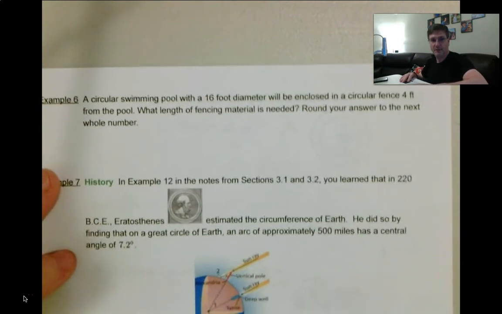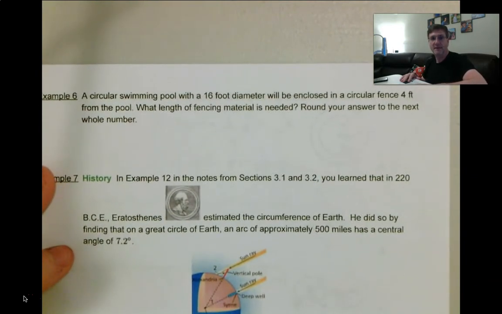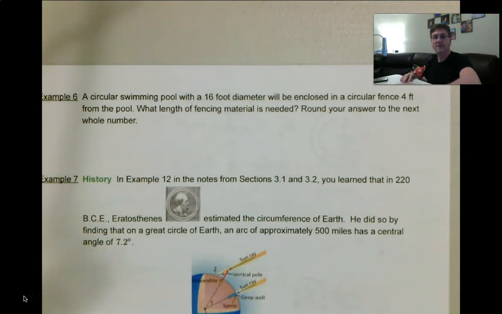Example 6. A circular swimming pool with a 16-foot diameter will be enclosed inside of a circular fence 4 feet from the pool. What length of fencing material is needed? Round your answer to the next whole number. So in a situation like this, you would always round up, because even if it was less than 0.5, if you round down, you're not going to have enough fence. You're going to have a hole in your fence.